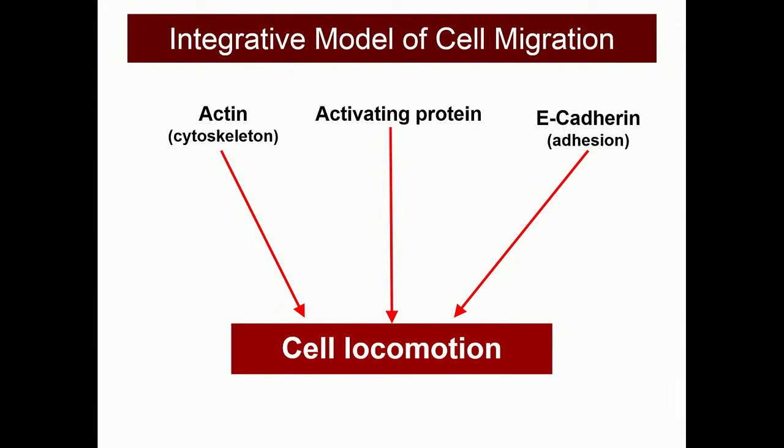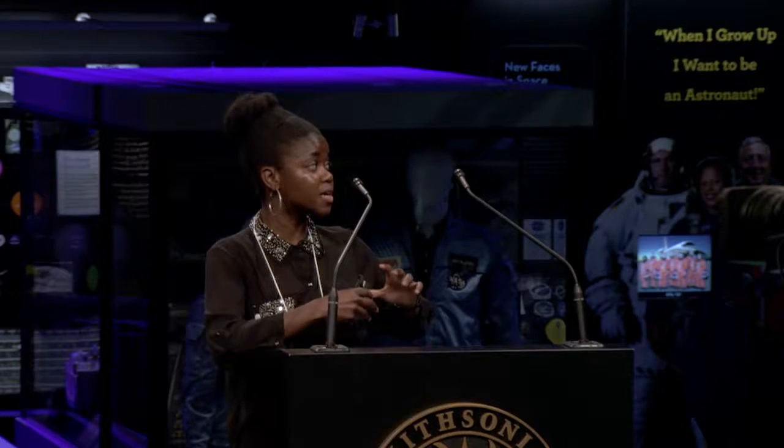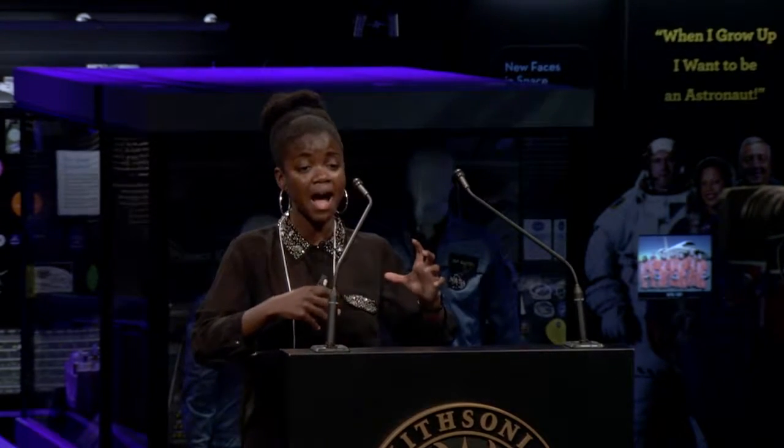For our experiment, we focused on both of these proteins, actin and E-cadherin, and an activating protein that begins the process of cell migration. And we wanted to look at all three of these components and see how each of them individually and together affect the cell's ability to migrate.